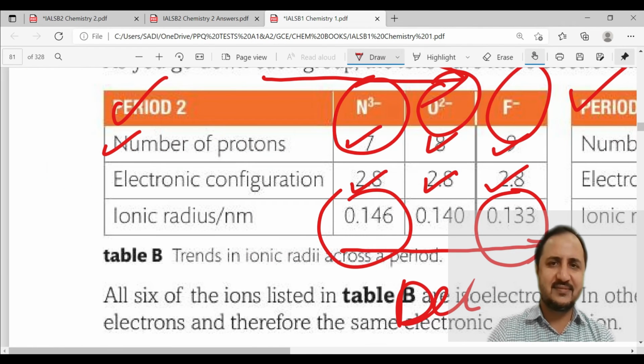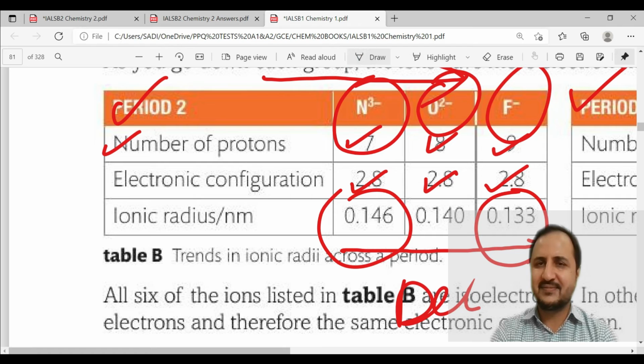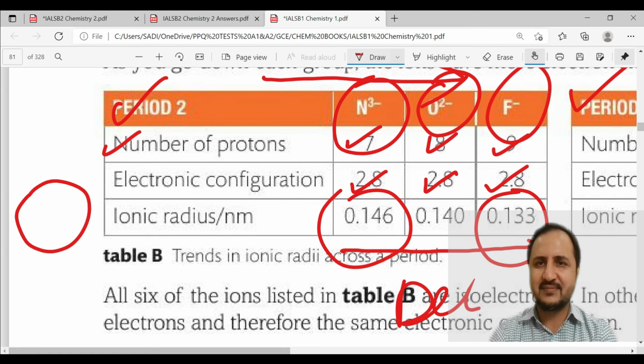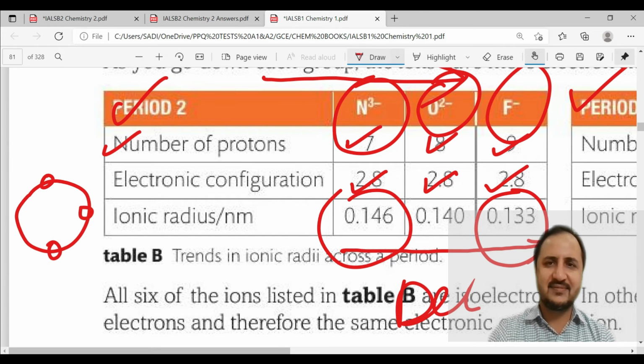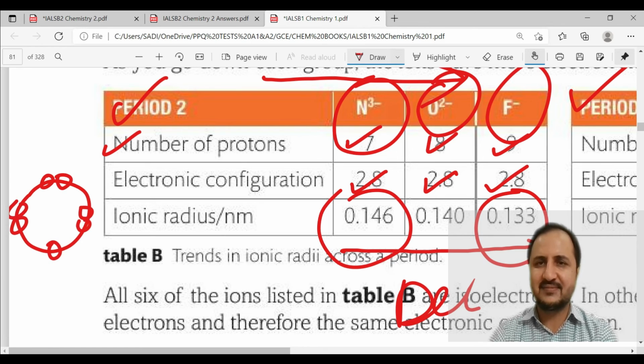Okay. I will draw a nucleus here for you. This is the shell starting from nitrogen. How many electrons are there? 1, 2, 3, 4. This is how to draw the electrons in pairs. Now 7 electrons I have drawn.